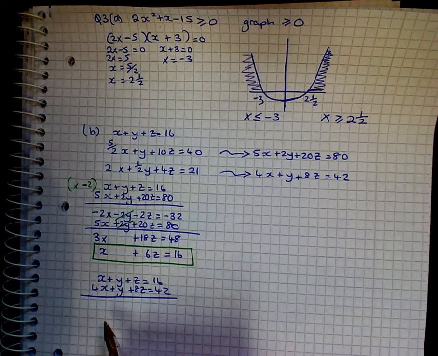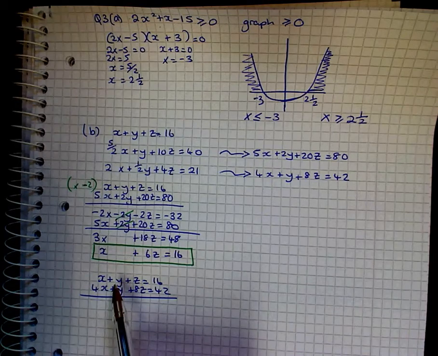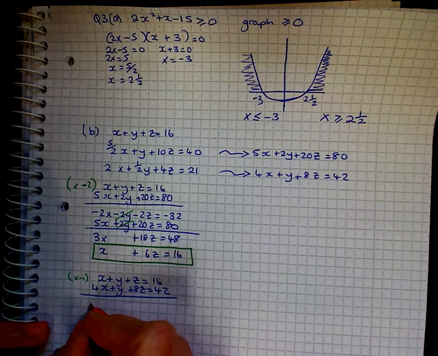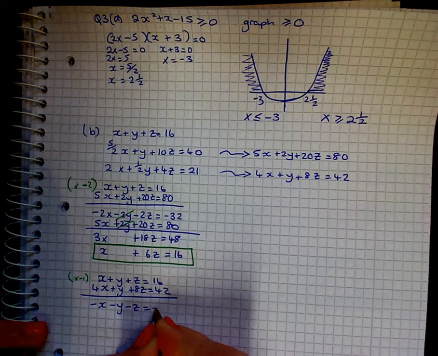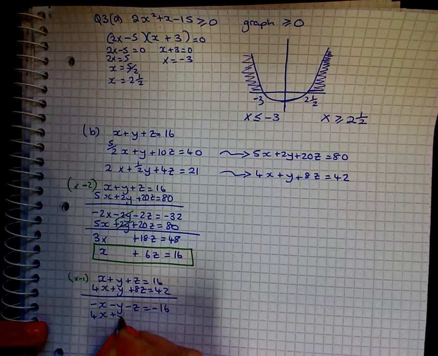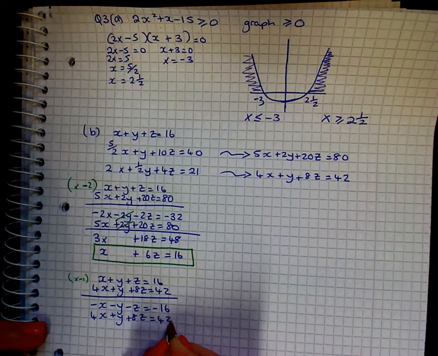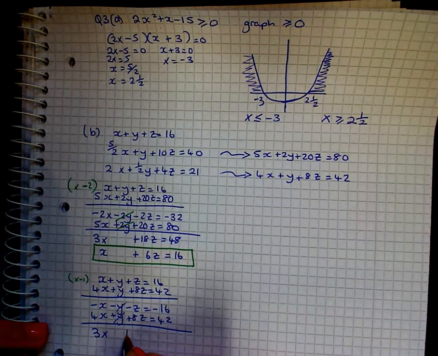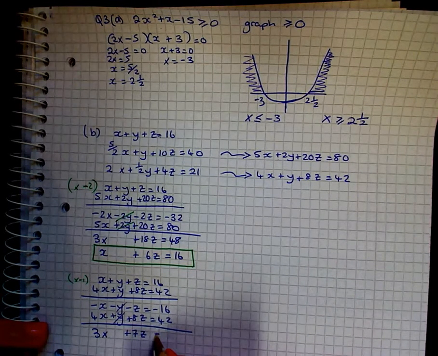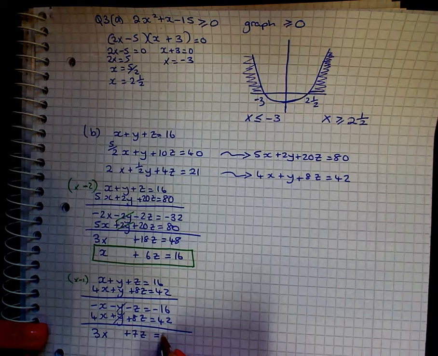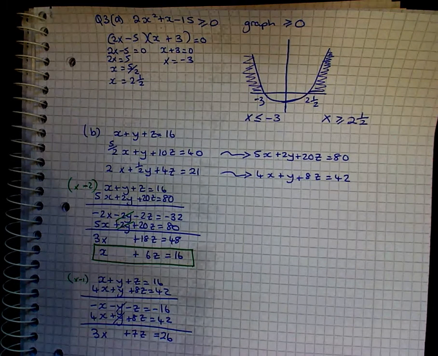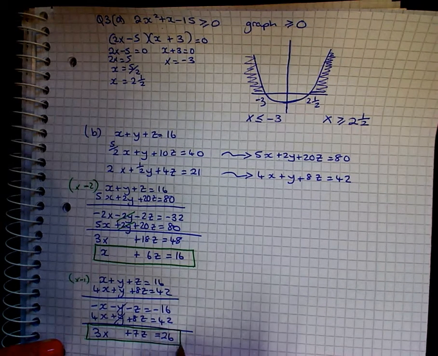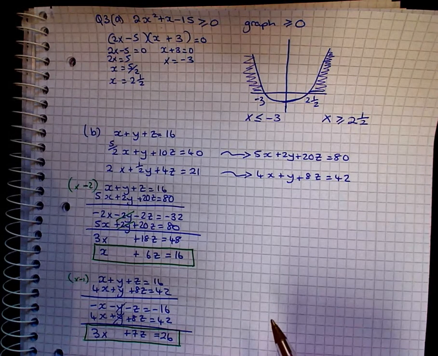So in this one, definitely easier to get rid of y, so I'm just going to multiply the top line across by minus 1. So minus x minus y minus z is equal to minus 16. And 4x plus y plus 8z is equal to 42. Okay, so add the two lines, so you're left with 3x plus 7z is equal to 42 take away 16, which is 26. Okay, so now I have another simultaneous equation with just two variables, x and z.